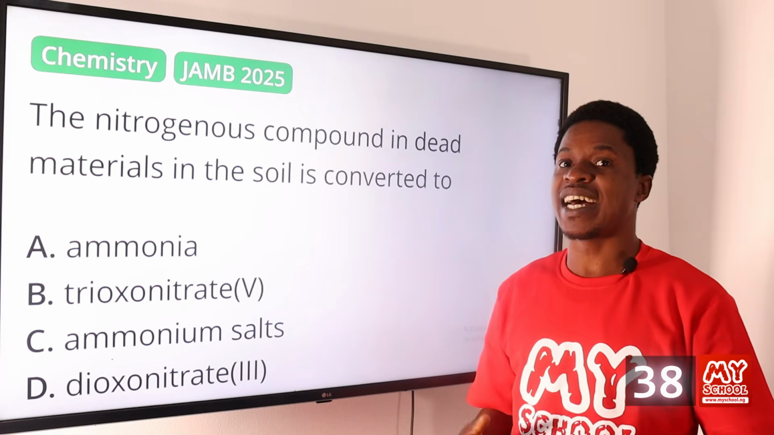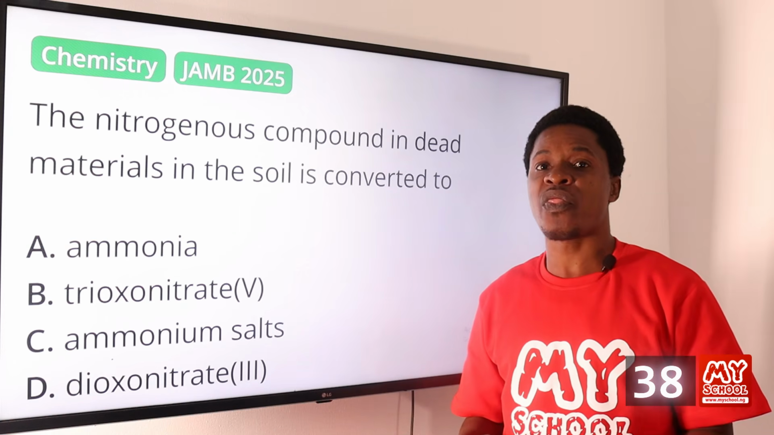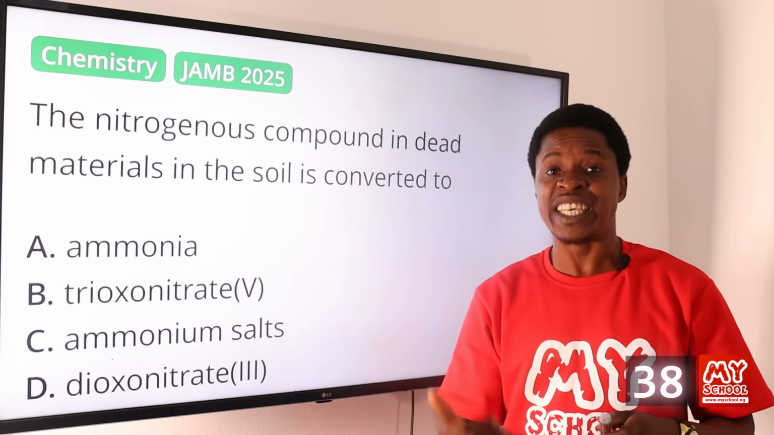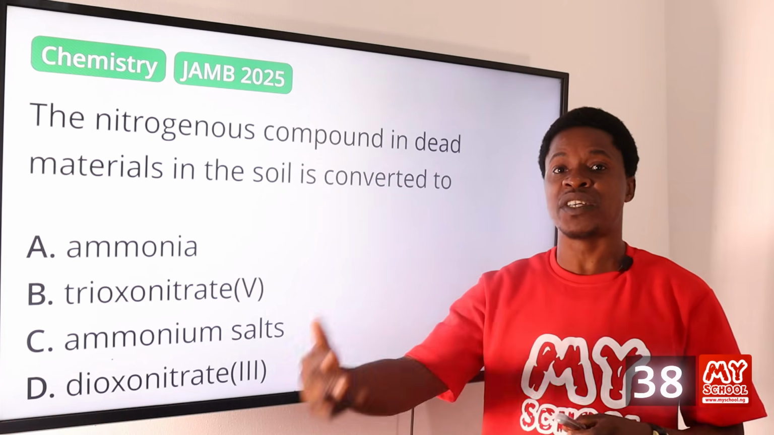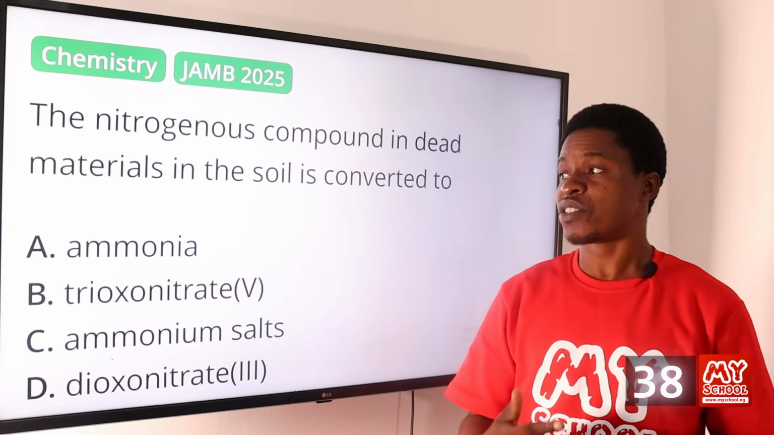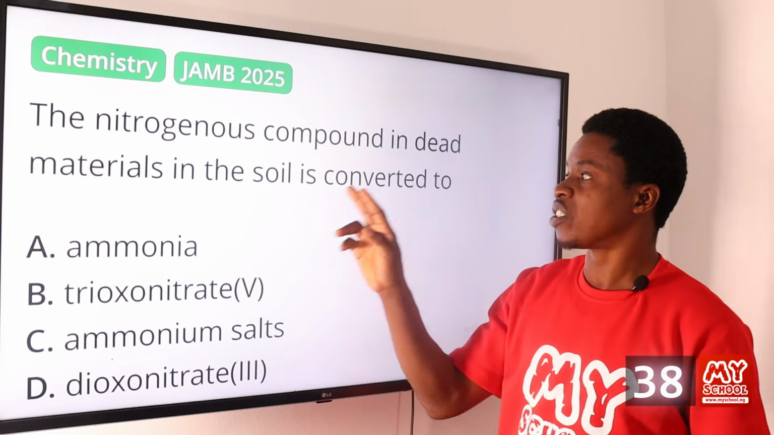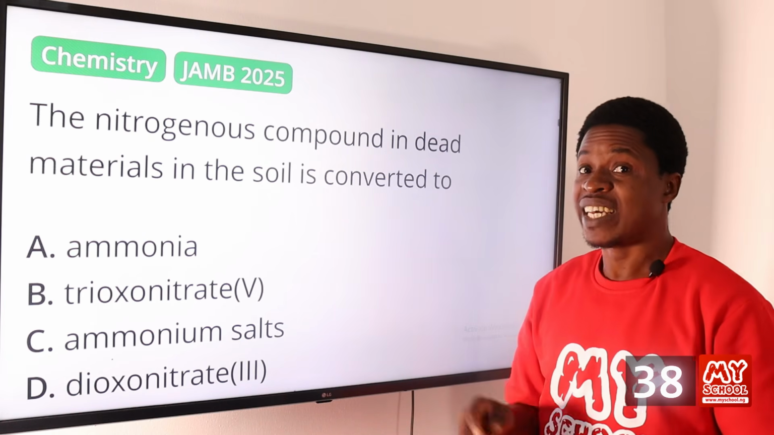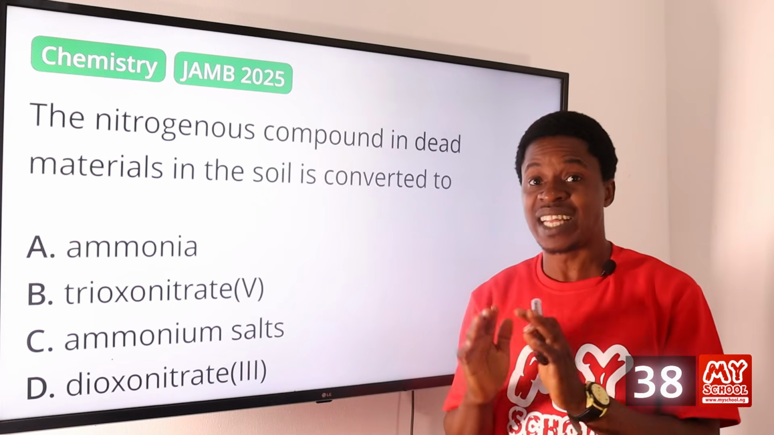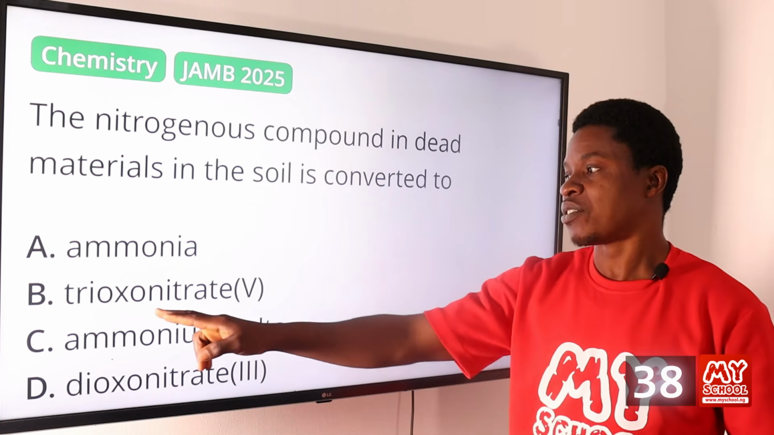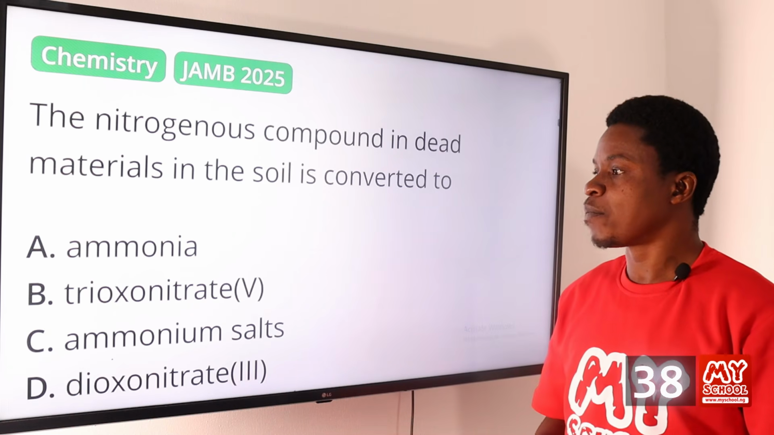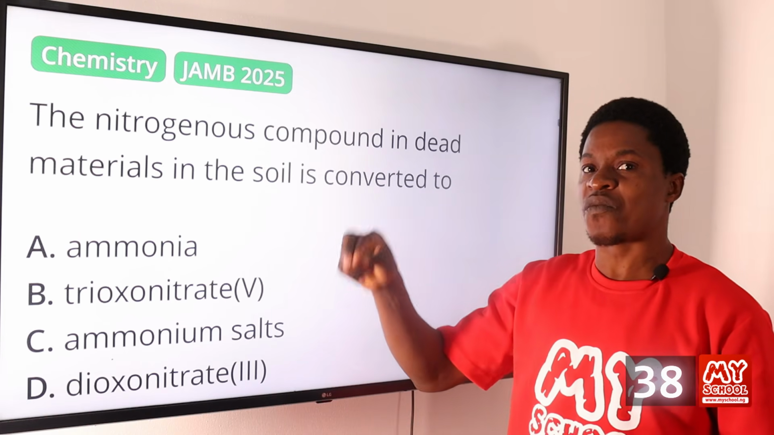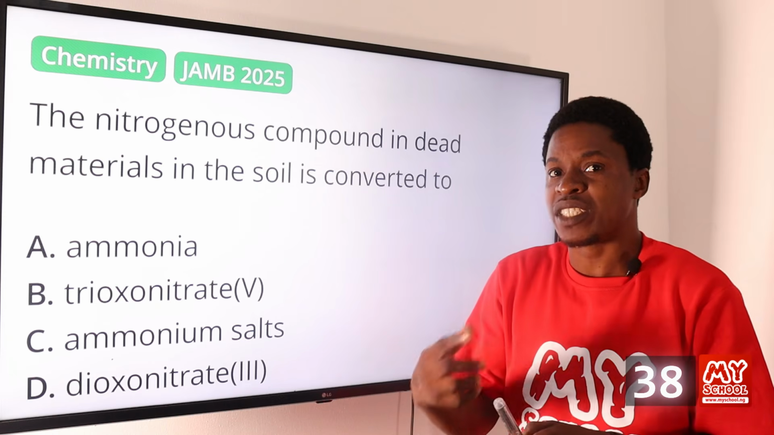Now the ammonia gas is eventually further converted by bacteria, microorganisms or fungi into the nitrites and then eventually into nitrates in the process called nitrification. If you look at option A, ammonia is what is converted. The nitrogenous compound in dead materials in the soil is converted to ammonia. That is what happens first. Option B says nitrate (V). This is a nitrate, which means the nitrogenous compound is first converted to ammonia in the process of ammonification.